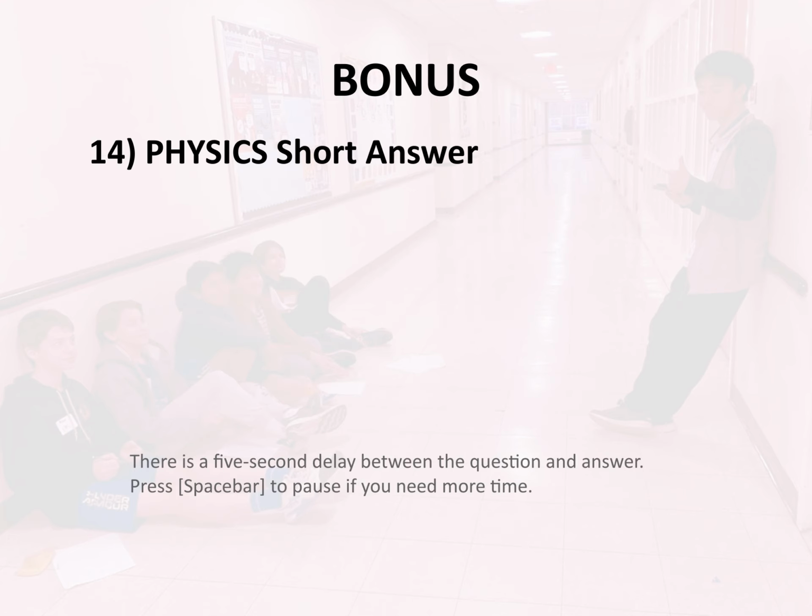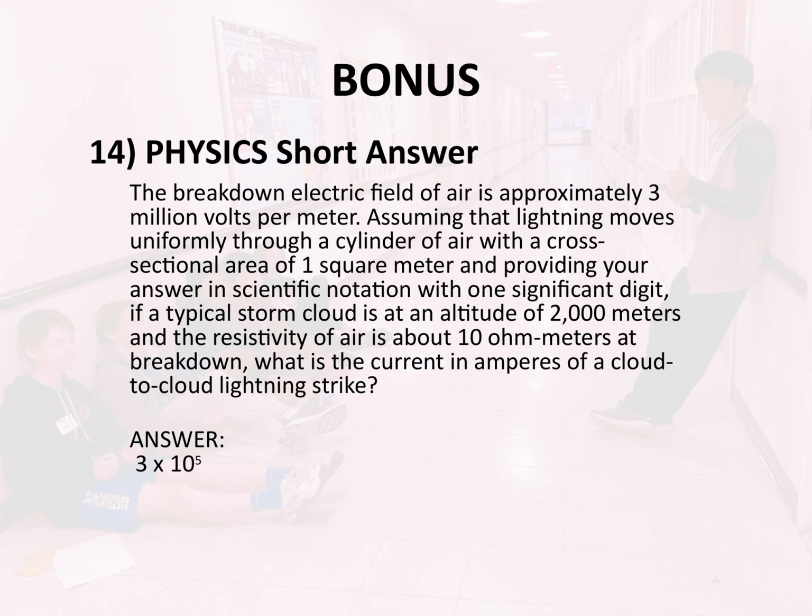Bonus 14. Physics. Short answer. The breakdown electric field of air is approximately 3 million volts per meter. Assuming that lightning moves uniformly through a cylinder of air with a cross-sectional area of 1 square meter and providing your answer in scientific notation with one significant digit, if a typical storm cloud is at an altitude of 2,000 meters and the resistivity of air is about 10 ohm meters at breakdown, what is the current in amperes of a cloud-to-cloud lightning strike? Answer: 3 times 10 to the power of 5.